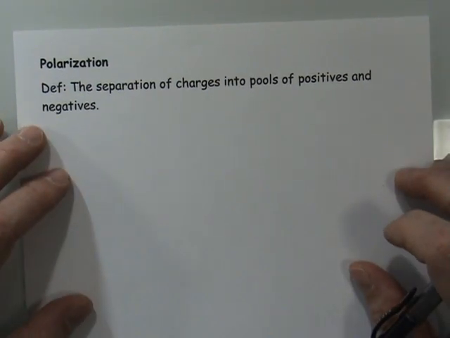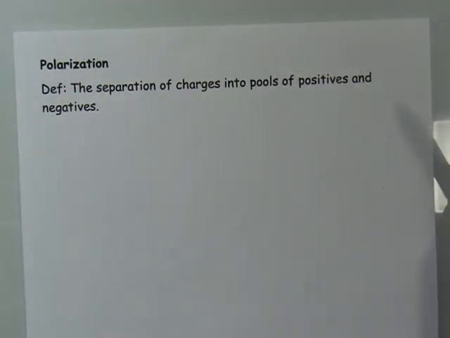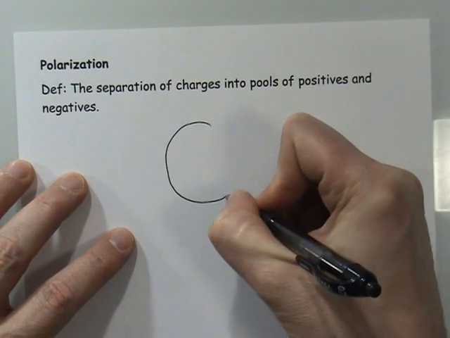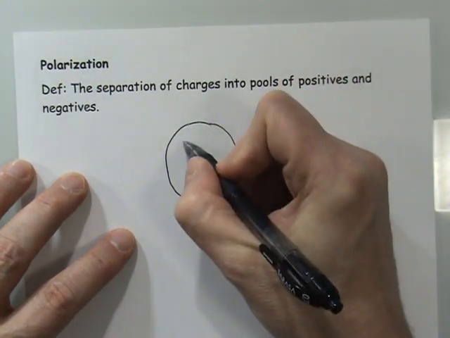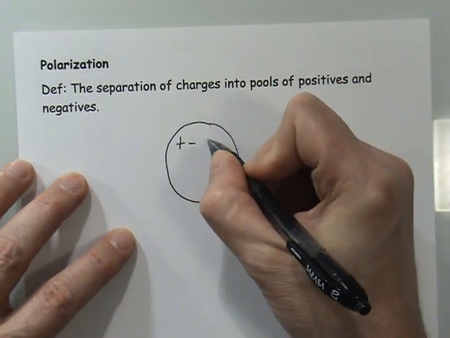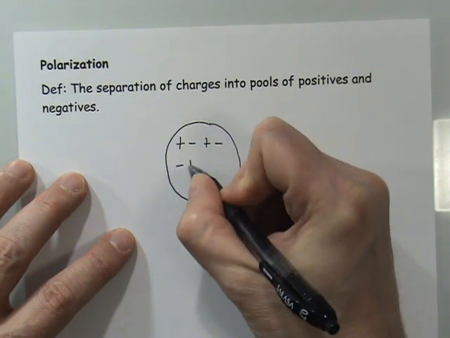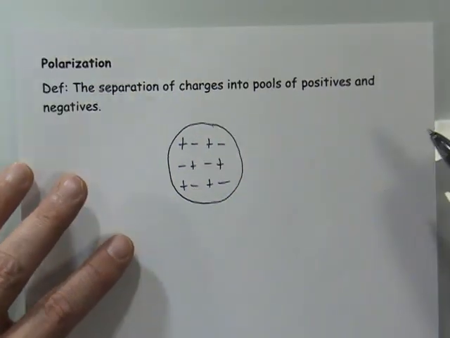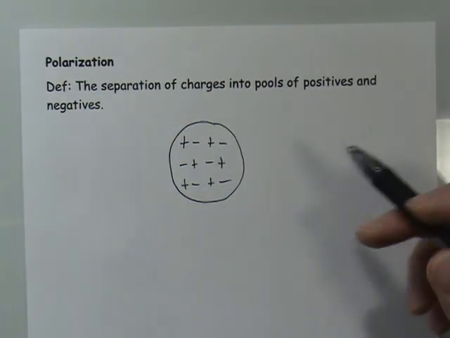So polarization is the separation of charges. Normally, most objects are neutral, meaning that if you were to look at the object, I'm going to draw some positive and negative charges in here, just like we did in the last video. Okay, so I drew 6 positives and 6 negatives. This is a neutral object.